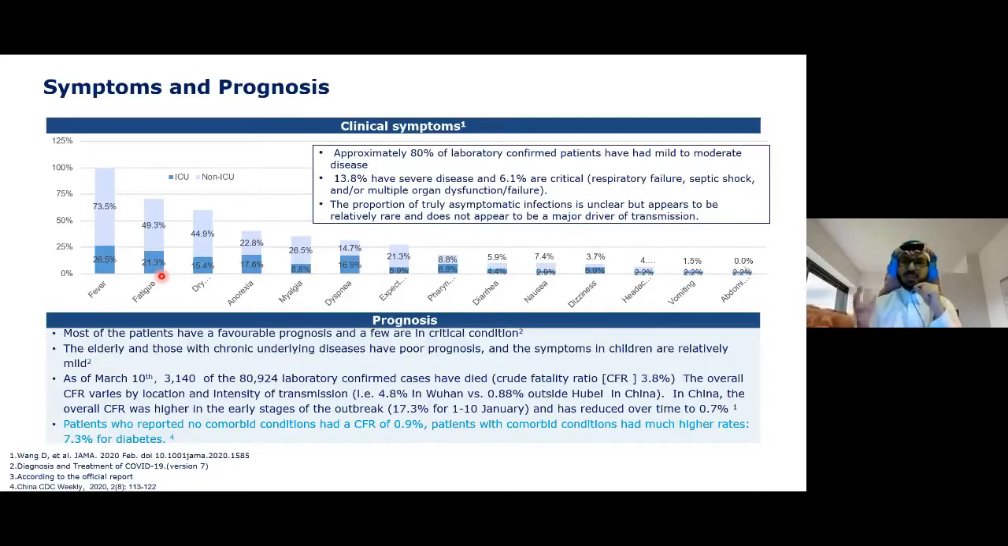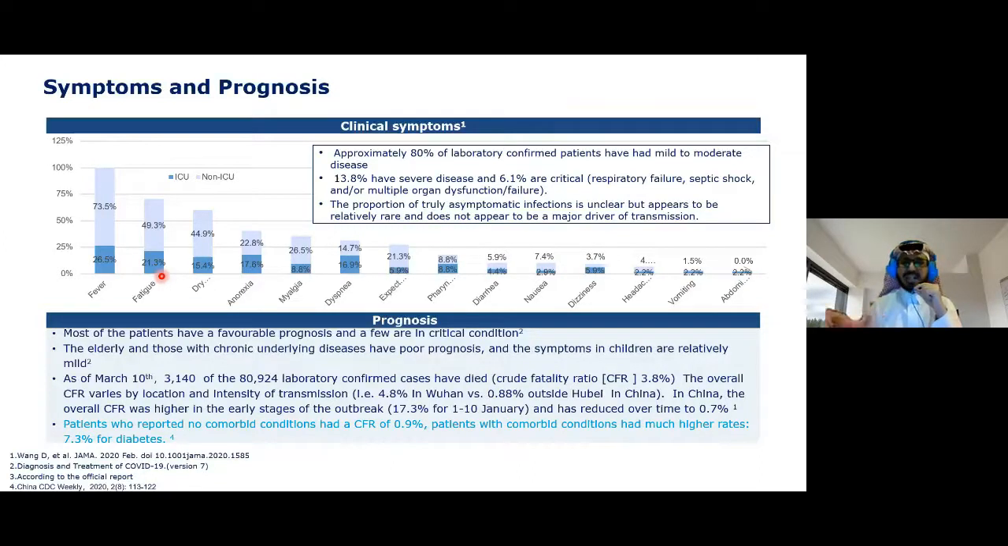Approximately 80% of laboratory confirmed patients have mild to moderate symptoms, and 13% have severe disease. There is 6.1% who are very critical, having respiratory failure, septic shock, and multiple organ failure. However, there are some patients who are totally asymptomatic and unclear, and we don't know exactly the percentage, because most of them don't come to the hospital and don't complain about anything. Most of the patients have a good prognosis. However, a few are in critical condition. Elderly patients with chronic underlying disease have a poor prognosis. We see it a lot.